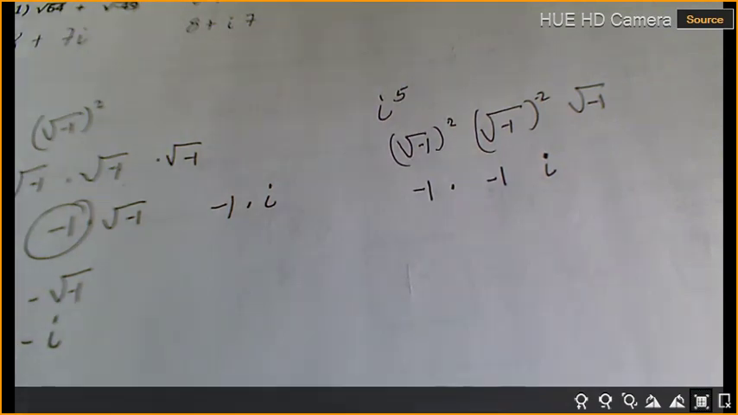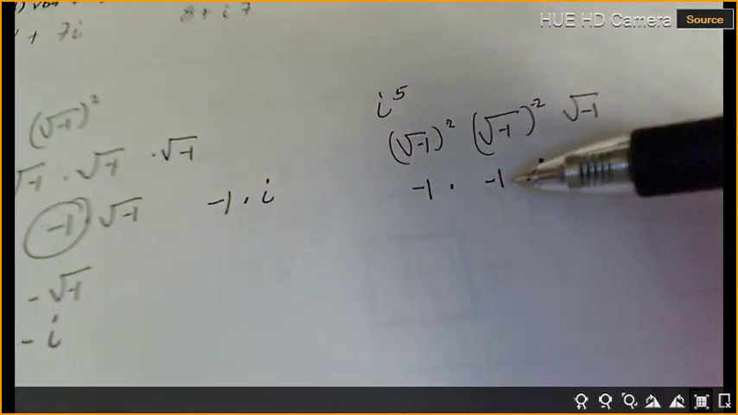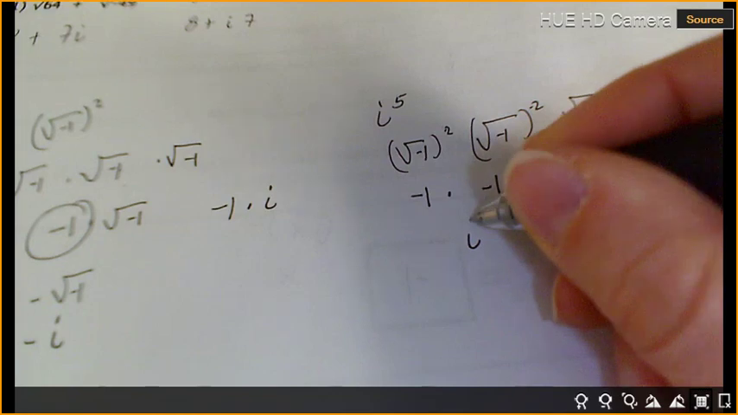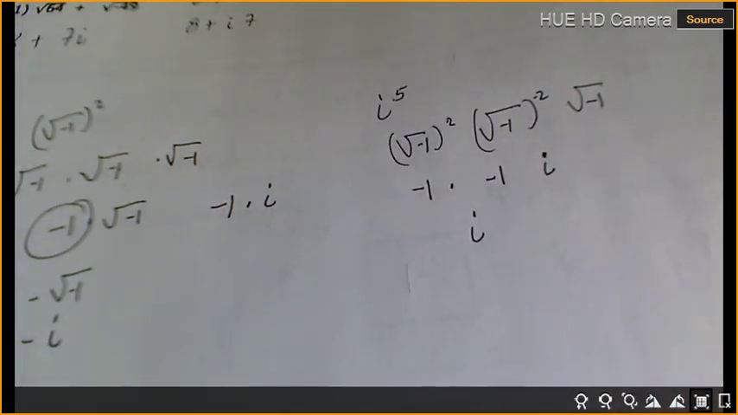What's a negative times a negative? So I'm just going to get i. 1 times i is i, right? We'll keep practicing those.